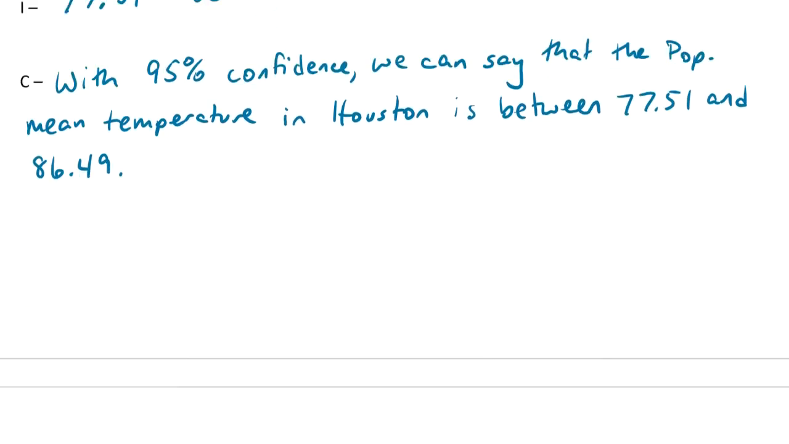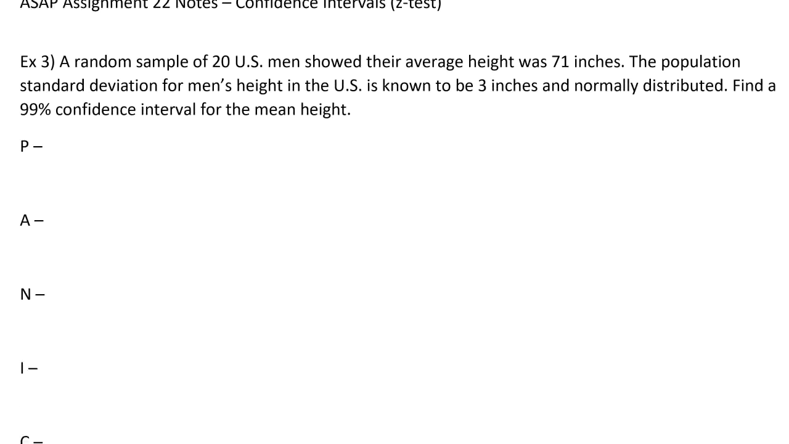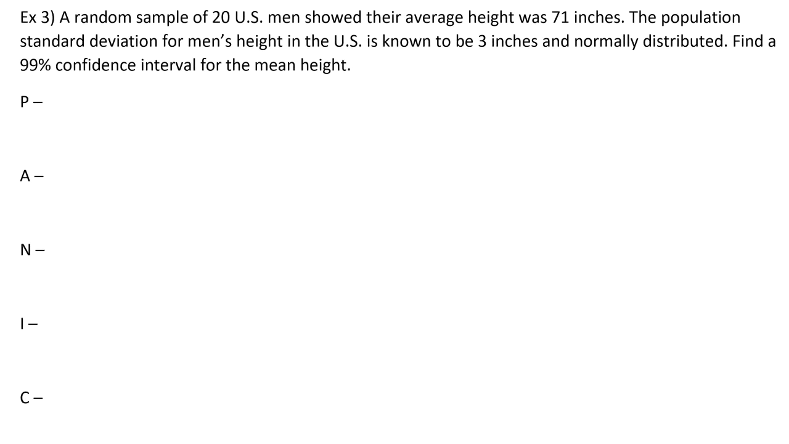So let's do one more like this. So example 3. A random sample of 20 US men showed their average height was 71 inches. The population standard deviation for men's height in the US is known to be 3 inches and normally distributed. Find a 99% confidence interval for the mean height.